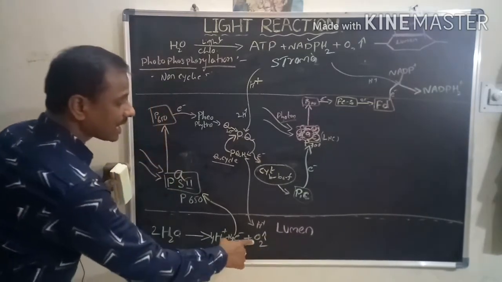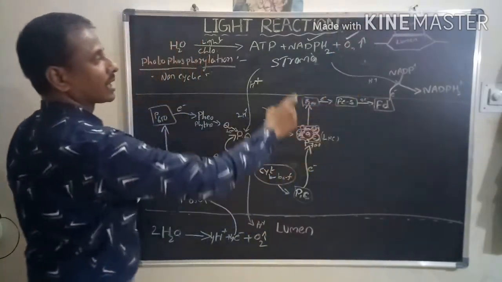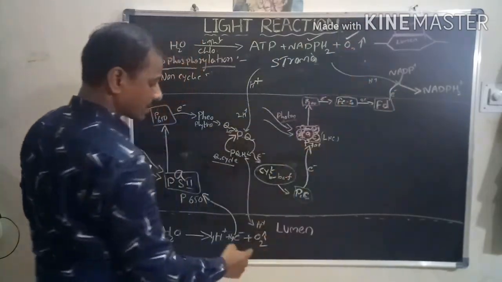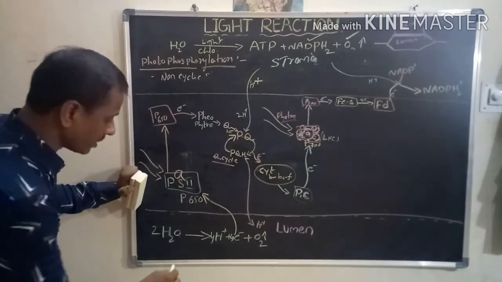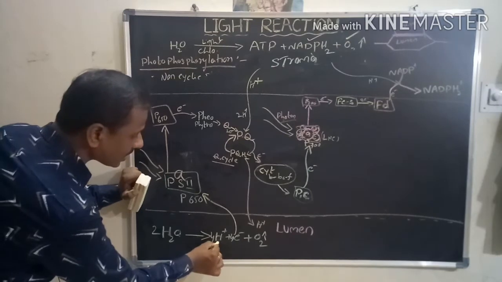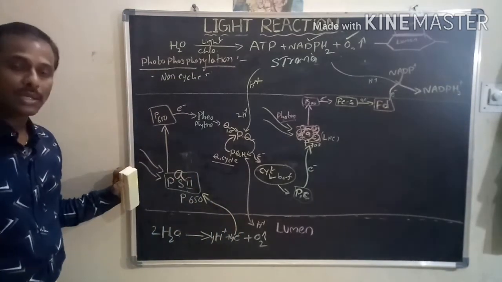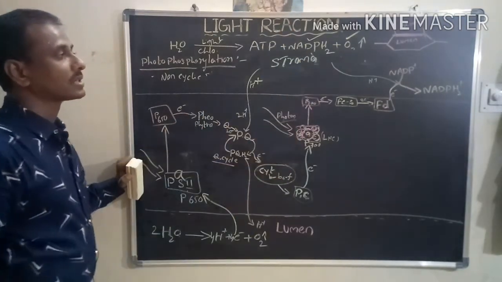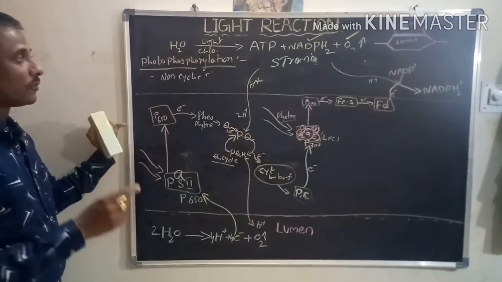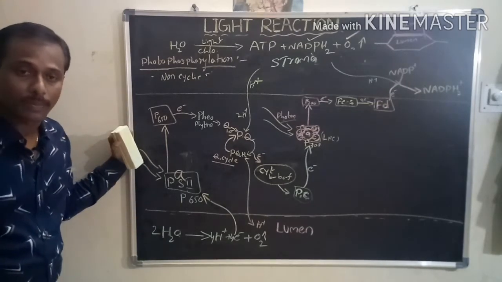The oxygen gas is liberated, that means the second product also came here. NADPH2 here, oxygen here. The oxygen gas is liberated to the outside of the membrane, and see, the protons are stored here, electrons are transported to the PS2. This process is called the electron transport system. This is the first step of the non-cyclic photophosphorylation.